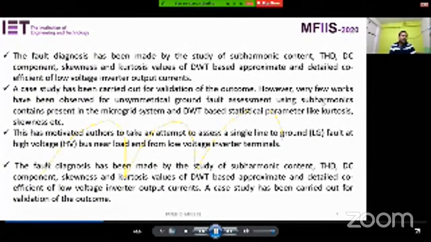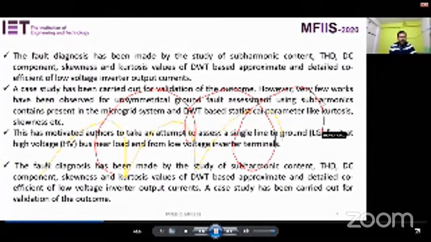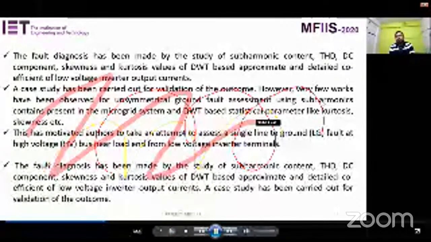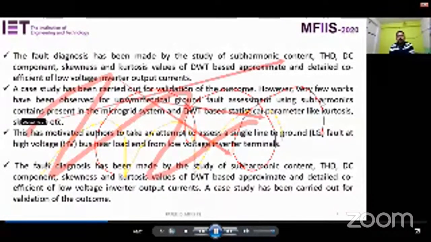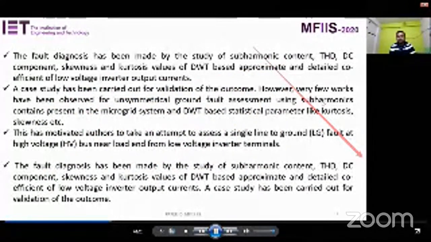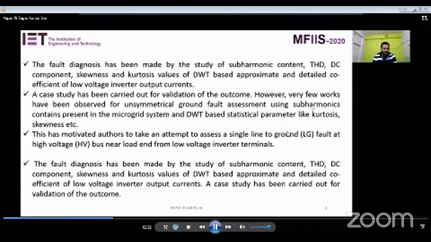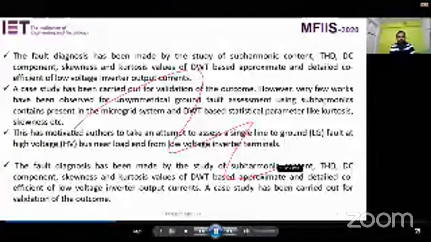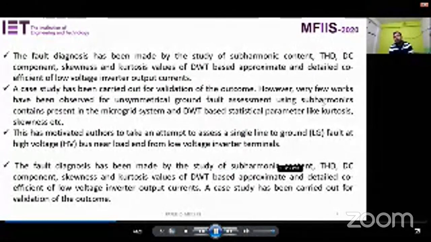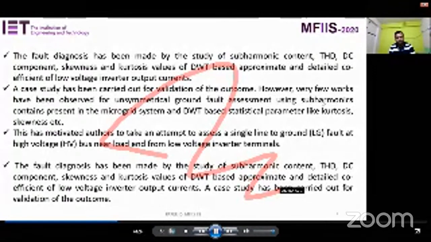A case study has been carried out for validation of the whole work, and this has motivated the author to attempt to assess the single line to ground fault at the high voltage bus near the load and from low voltage inverter terminals. The fault diagnosis has been made by study of subharmonics content, also THD and DC component, skewness and kurtosis values of DWT based approximate and details coefficients of low voltage inverter output terminals.